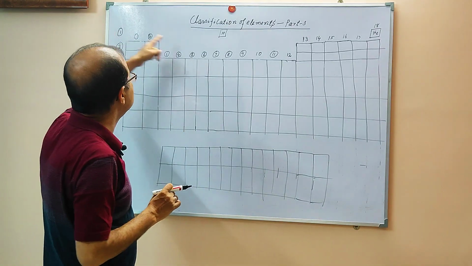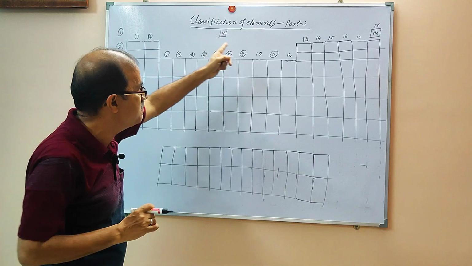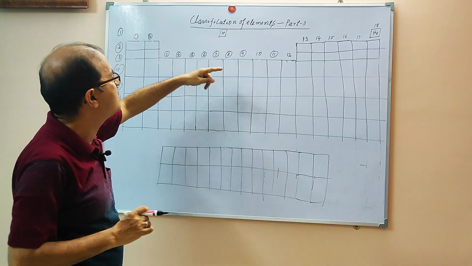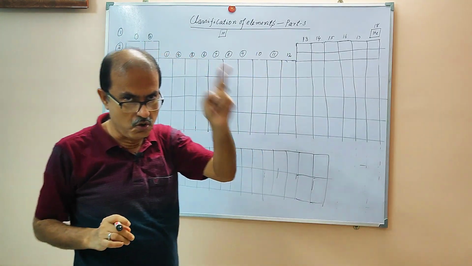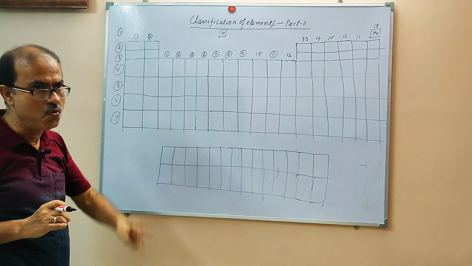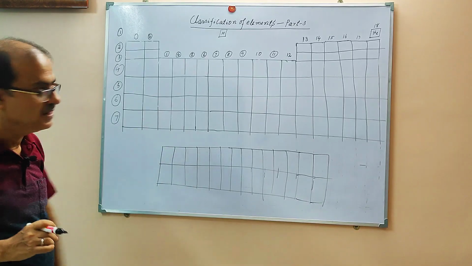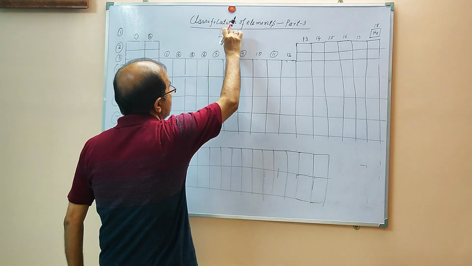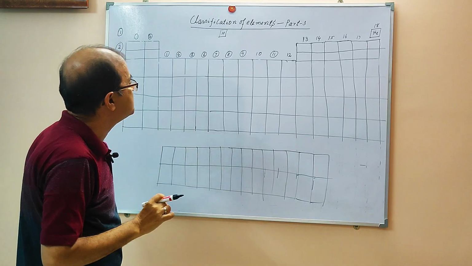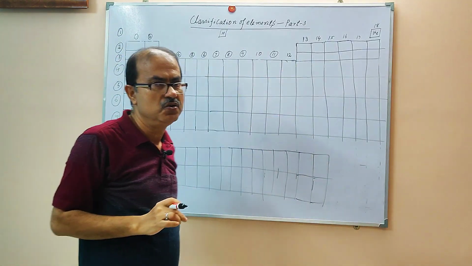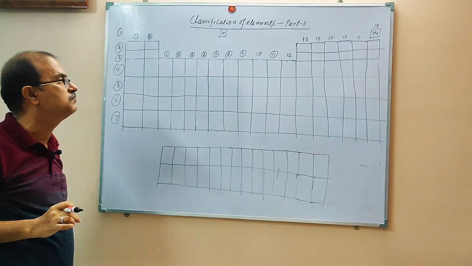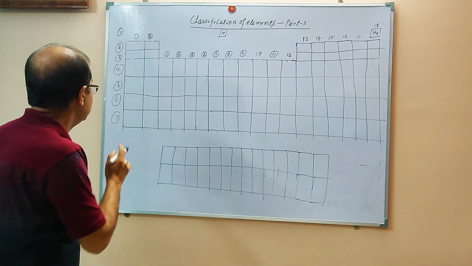So in the first period, you can say hydrogen and helium, there are only 2 elements because there is only one subshell, the 1s subshell. Here the electron is put in the 1s subshell, and the second element is also put in the 1s subshell.